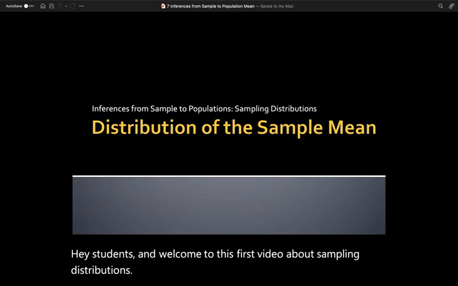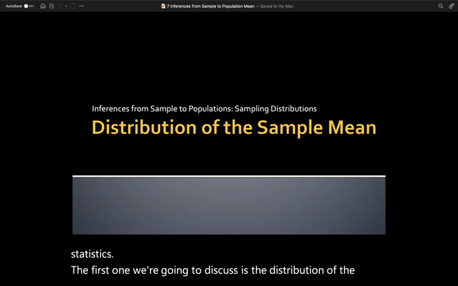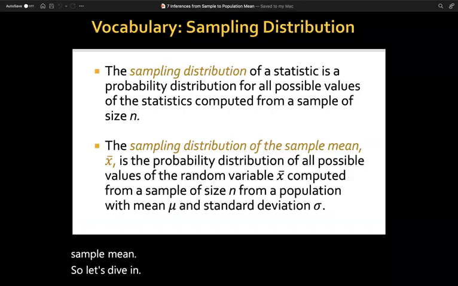Now, sampling distributions are essential for us to do inferential statistics. The first one we're going to discuss is the distribution of the sample mean. So let's dive in. So what is a sampling distribution?